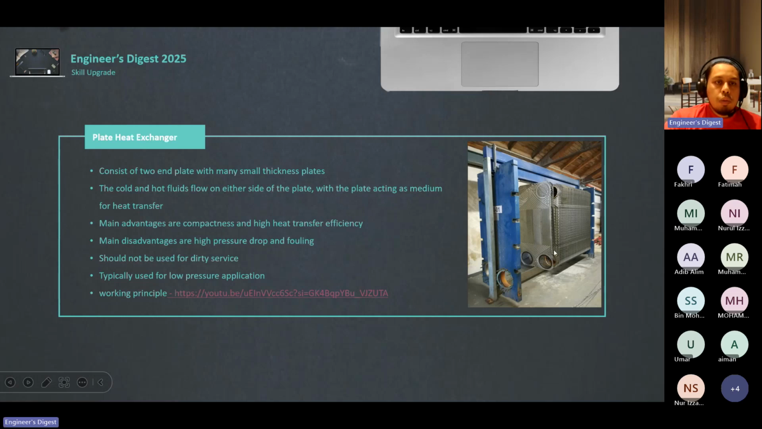So the main advantages are compactness and heat transfer efficiency. The disadvantages are high pressure drop and fouling. We cannot have too much fouling here because once there is fouling, the fluid will not flow. Later I will show the working principle so you can see better. So it is used for clean service. This is the typical application for clean service. So let's look at the working principle.